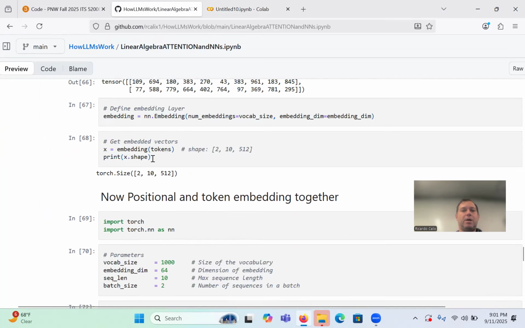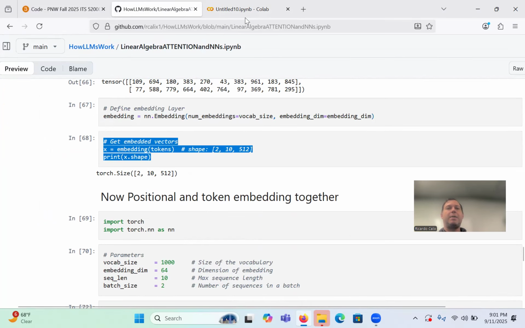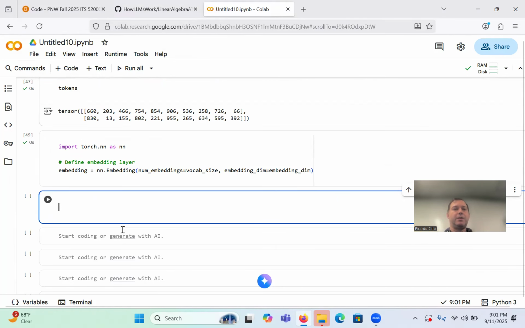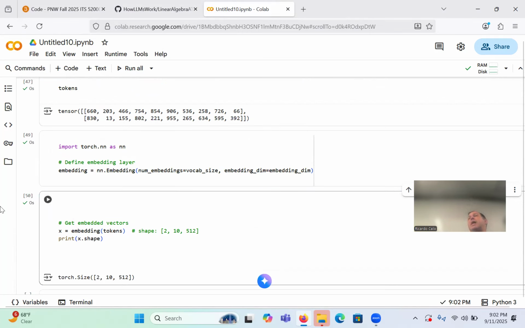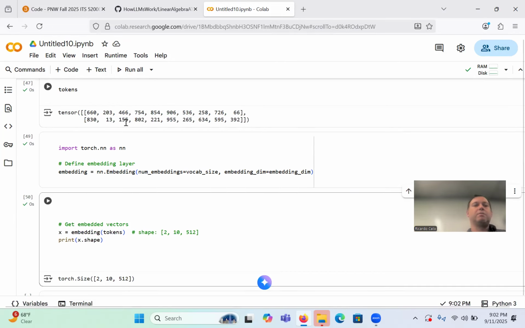Notice here, I'm going to take the tokens and run them through the embedding layer. So you see tokens, 2 by 10, goes into embedding, and guess what? It comes out as 2 comma 10 comma 512. Does that make sense, guys? Any questions about this? This is how I took the 2 comma 10, 2 sentences with a list of IDs, this thing here, and I ran it through the embedding layer, so it becomes 2 comma 10, 512.